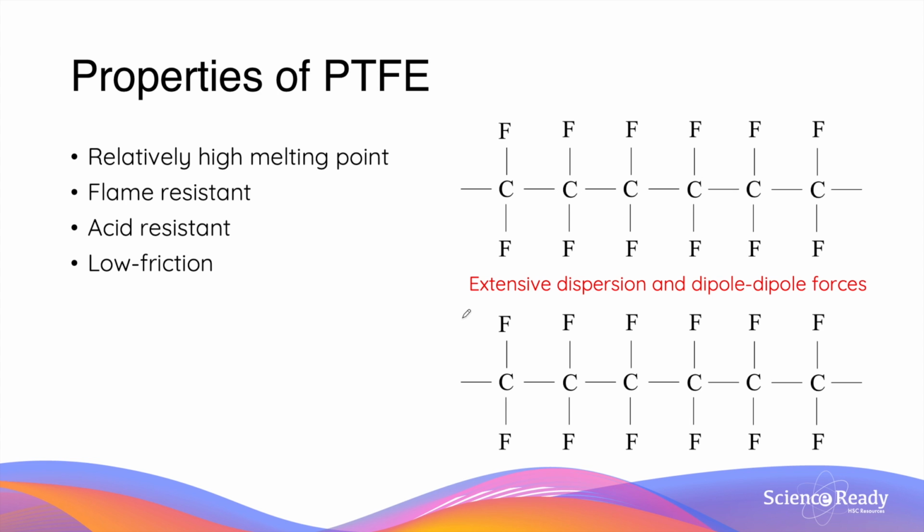The implication of this structural change is that PTFE contains extensive dispersion and dipole-dipole forces between polymer chains. So PTFE has a relatively high melting point compared to other polymers. Furthermore, PTFE is also flame resistant, acid resistant, and has a low friction.